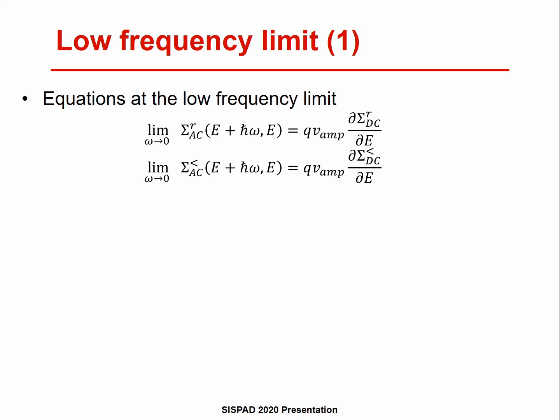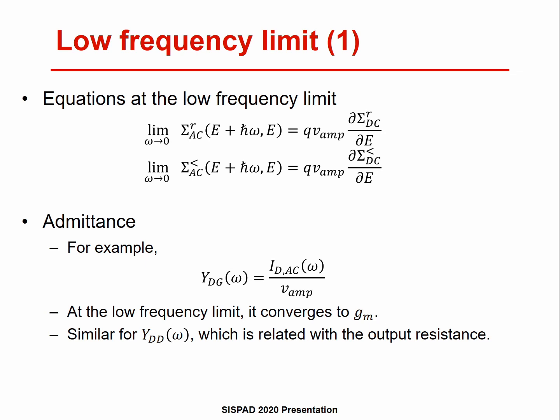AC self-energies can be approximated as energy derivatives of the DC self-energies. Moreover, the AC Green's functions can be easily evaluated with the AC self-energies and the DC Green's functions. Now, let me test our implementation at the low frequency limit. The admittance Y_DG must converge to the transconductance. Also, Y_DD should be the inverse of the output resistance.